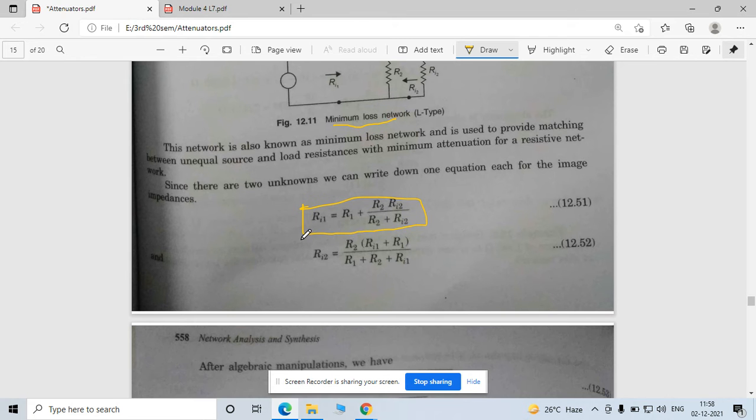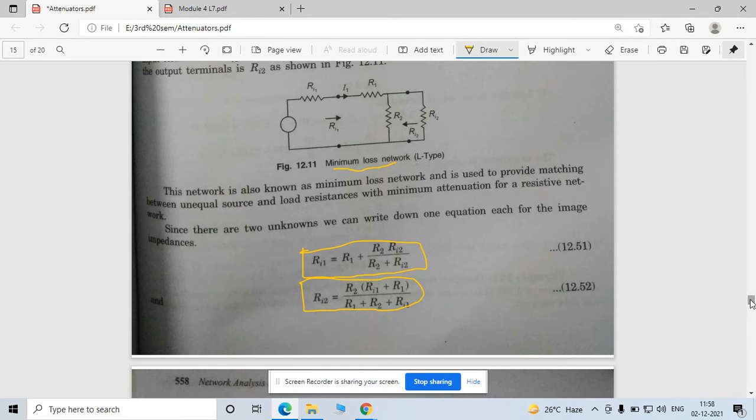Now, okay, these two equations you are getting from this. Or you can also observe from this. See, R1 is nothing but your R1 plus the parallel combination of these two, and R2 is nothing but what you observe from this side. So this is nothing but this R2 in parallel combination with these two. Okay.